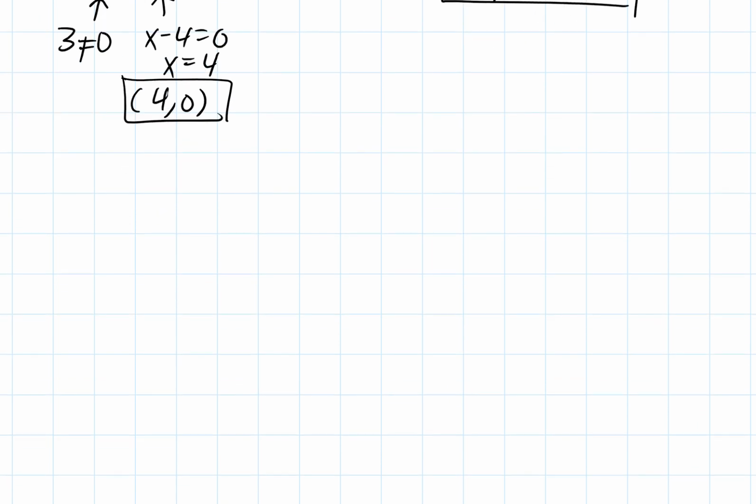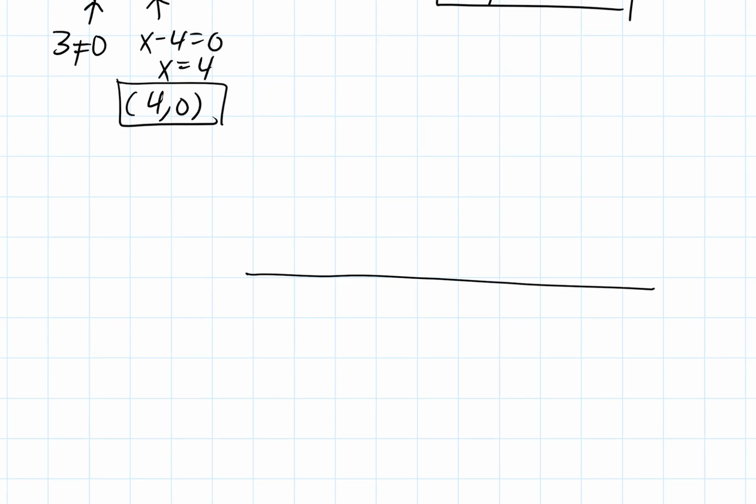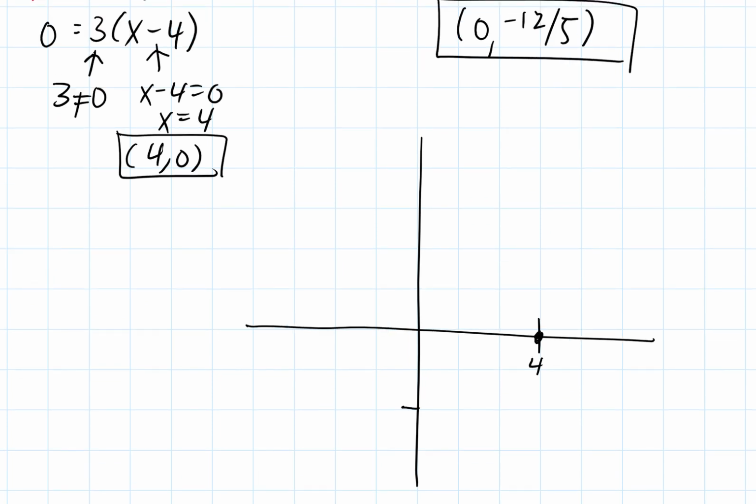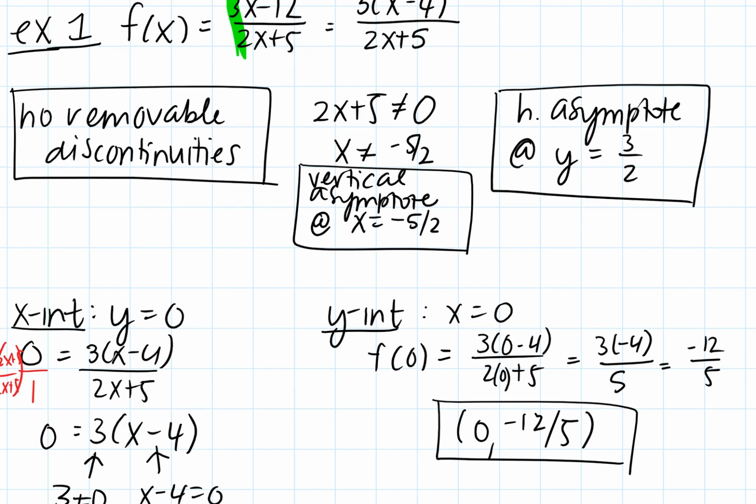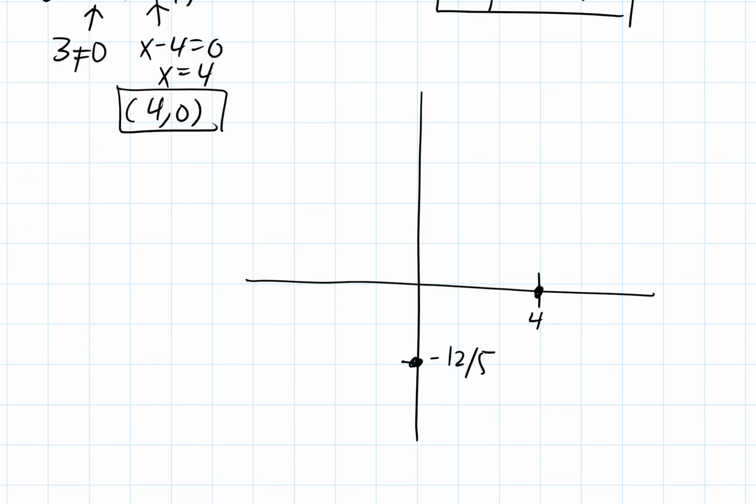Okay, let's put all these pieces of information together. Let's plot our roots and intercepts. This graph does not have to be to scale. I don't care about that at all. I just care that you're plotting and labeling the key information. Vertical asymptotes and horizontal asymptotes get plotted with a dashed line. The dash indicates you're never actually going to reach that value.